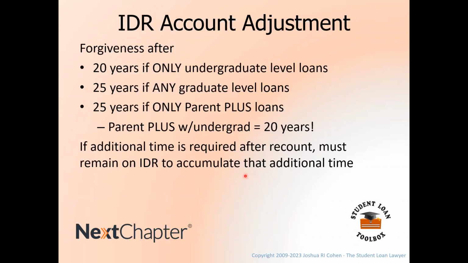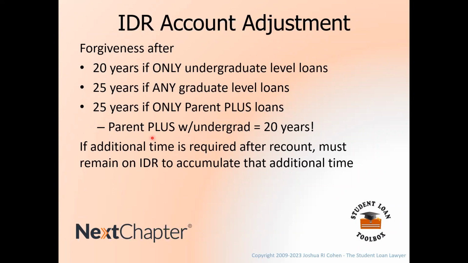Here's the deal. If you only have undergraduate level loans, you only need 20 years of credit. It doesn't matter what the past was. It doesn't matter what payment plan you were on. You only need 20 years of credit under the IDR account adjustment. If you have any graduate level loans, you need 25 years of credit. If you have only Parent Plus loans, you need 25 years of credit.